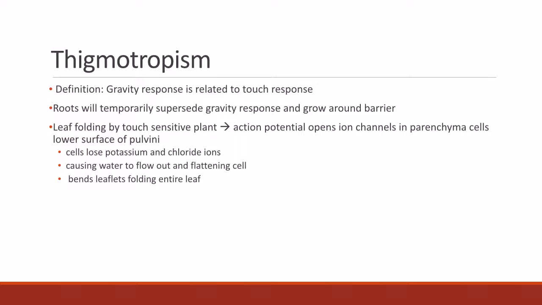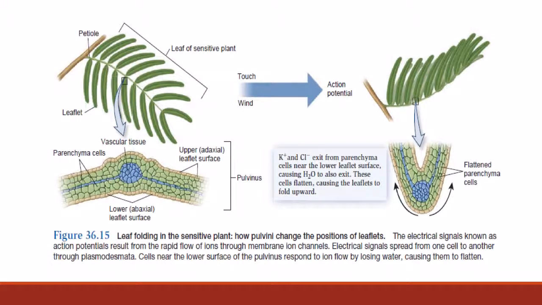Leaf folding by touch-sensitive plants results from an action potential opening ion channels in parenchyma cells on the lower surface of pulvini. The cells will lose potassium and chloride ions, causing water to flow out and flatten the cells. The leaflets will then bend, causing the entire leaf to fold. This can be seen in Figure 36:15, in the leaf folding of a sensitive plant and how pulvini change the positions of leaflets.